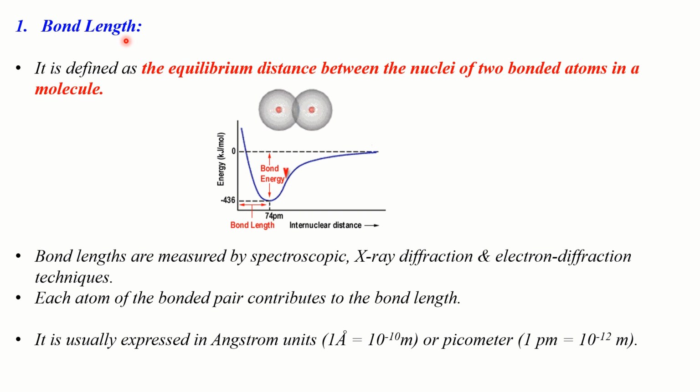Okay, remember in chemistry we are dealing with atoms and molecules that are extremely small in size. Okay, so it is not possible for us to study their bond lengths or to determine their bond lengths directly. So these days it is possible for us to measure the bond lengths of atoms and molecules by spectroscopic, X-ray diffraction and electron diffraction techniques. Okay, note that each atom of the bonded pair contributes to the bond length. And bond length is usually expressed in angstrom units where 1 angstrom is equal to 10 power minus 10 meter or in picometers where 1 picometer is equal to 10 power minus 12 meters.